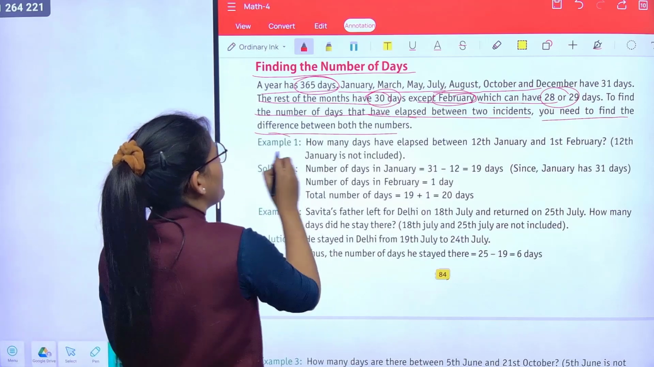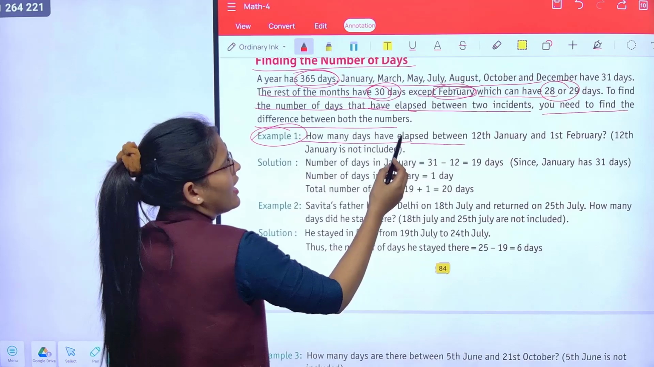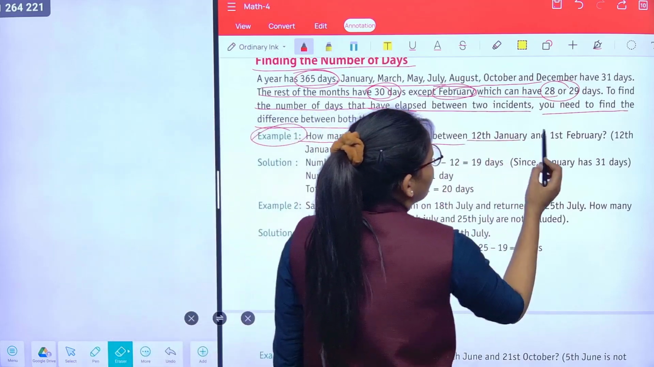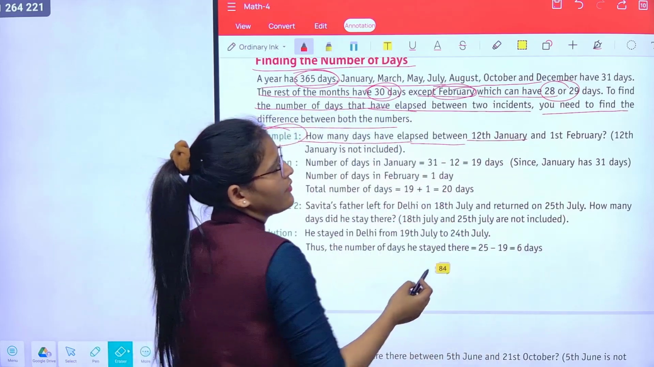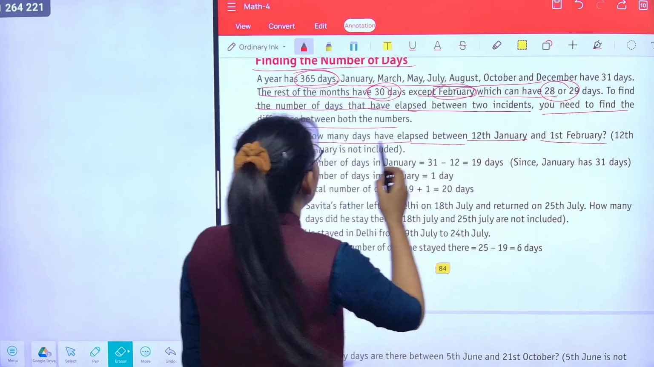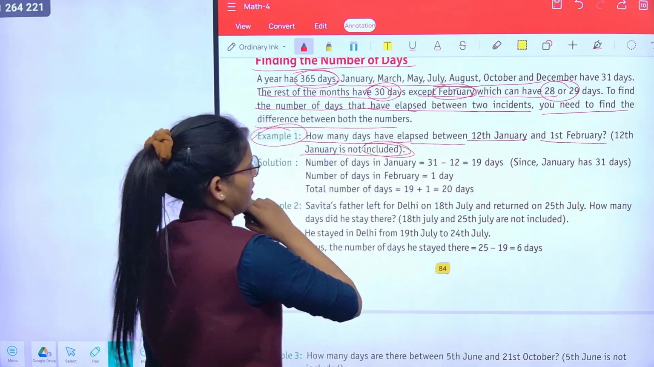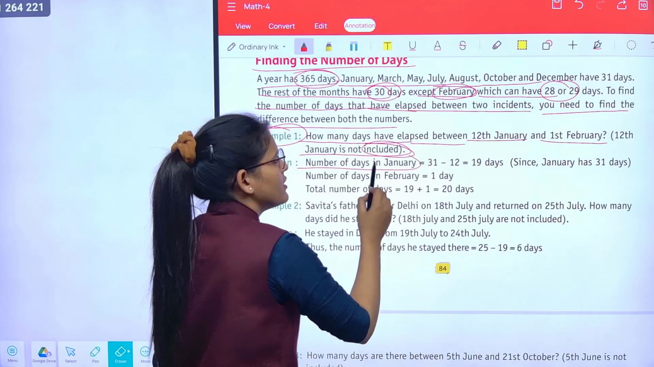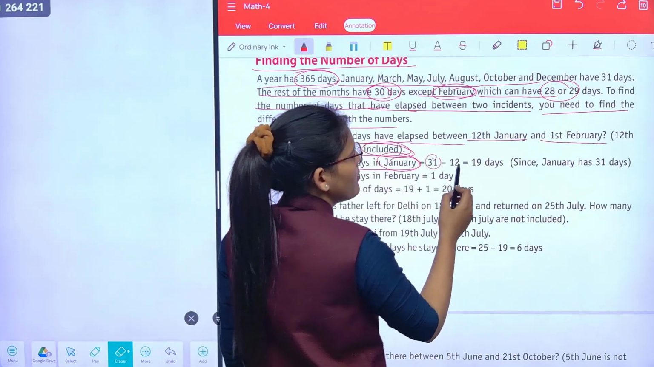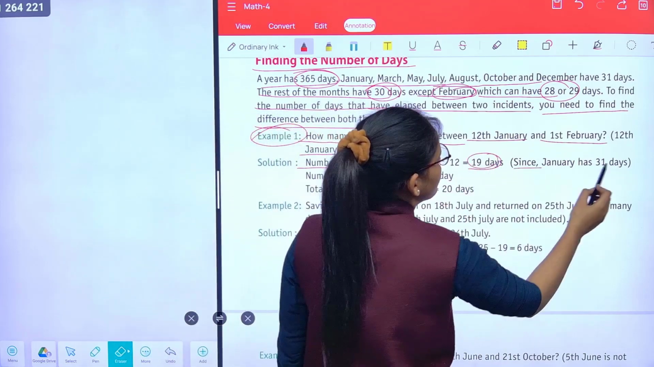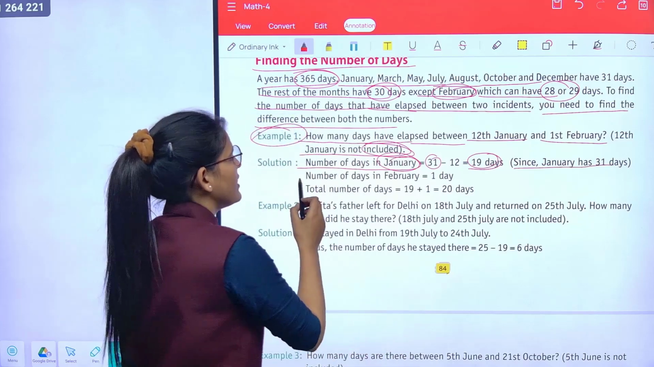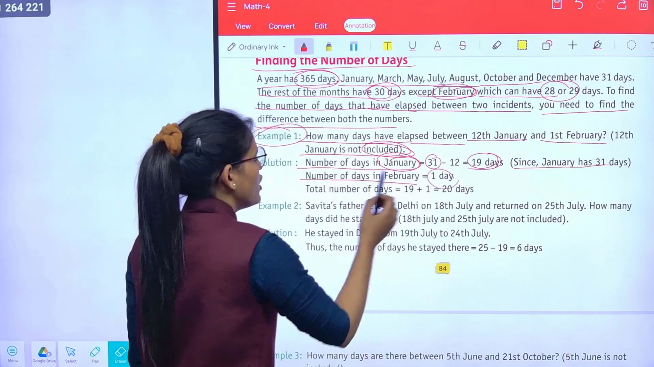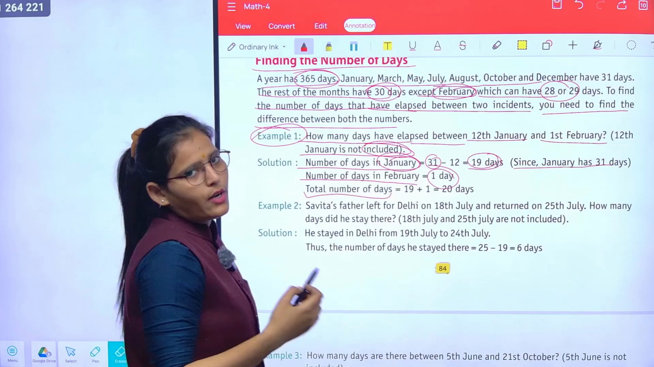Now class, example number 1, how many days have elapsed between 12th January and 1st February? 12th January is not included. Number of days in January 31. 13 minus 12, 19 days. Since January has 31 days, number of days in February 1. So total number of days 19 plus 1, 20 days.